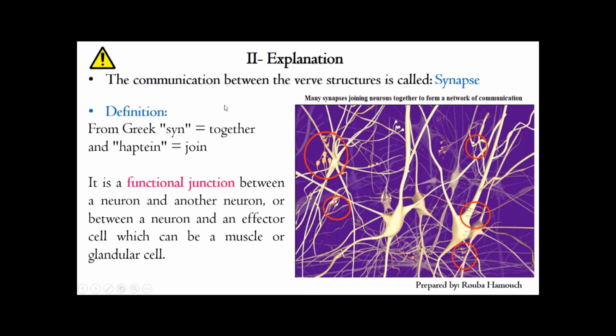So you have to study the definition of the synapse. The synapse is the junction that connects two neurons, or that connects a neuron to a muscular cell or a neuron to a glandular cell. As you can see here, you have many synapses joining neurons together to form a network of communication which is so complex.